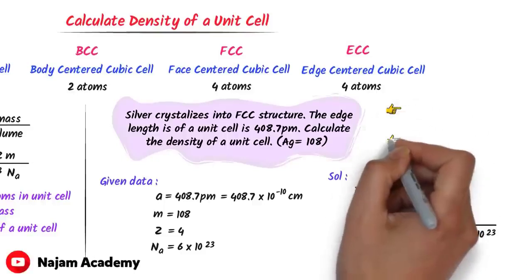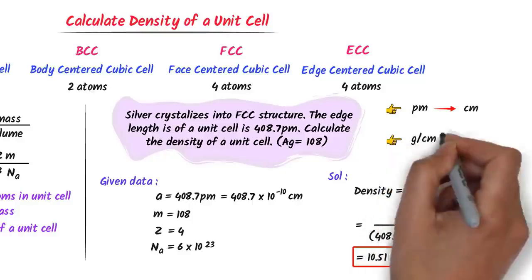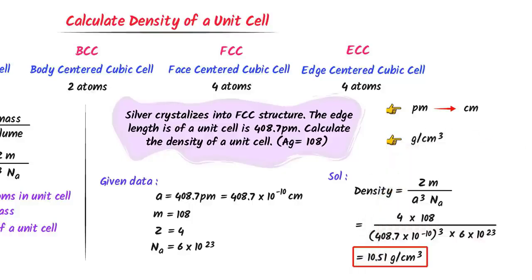Remember these two very important points, which are the common mistakes of a lot of students. I will always convert the length of edge from picometer to centimeter. Secondly, the unit of density is gram per cm cube in chemistry, while in physics, it is kg per meter cube. So remember these two important points whenever you calculate density numericals in chemistry.